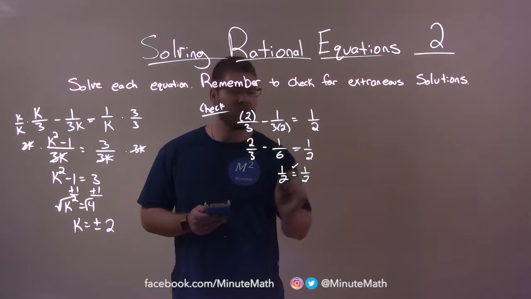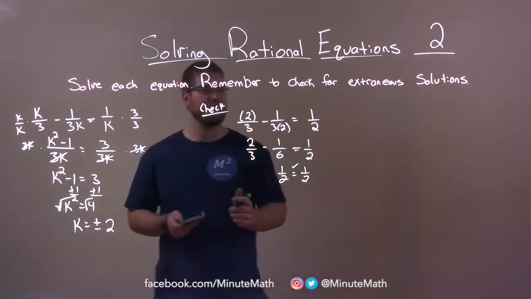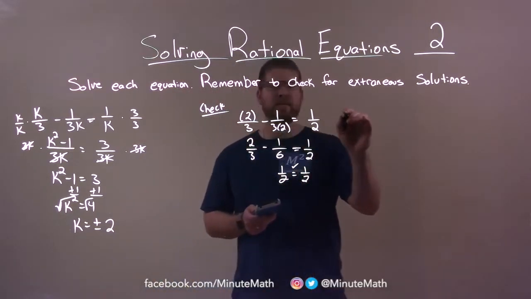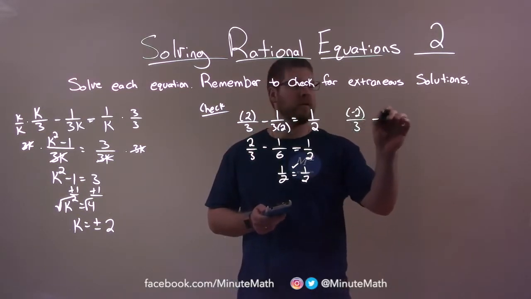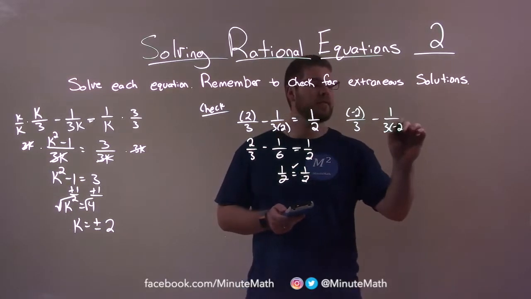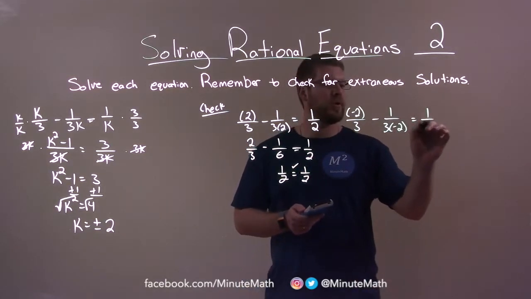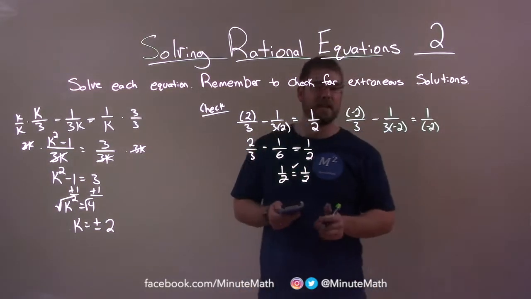So since the left and right hand side are equal, a positive 2 is a solution. All right, let's try a negative 2. Same idea. Negative 2 over 3 minus 1 over 3 times a negative 2, and that's equal to 1 over a negative 2. Let's see if that's true.